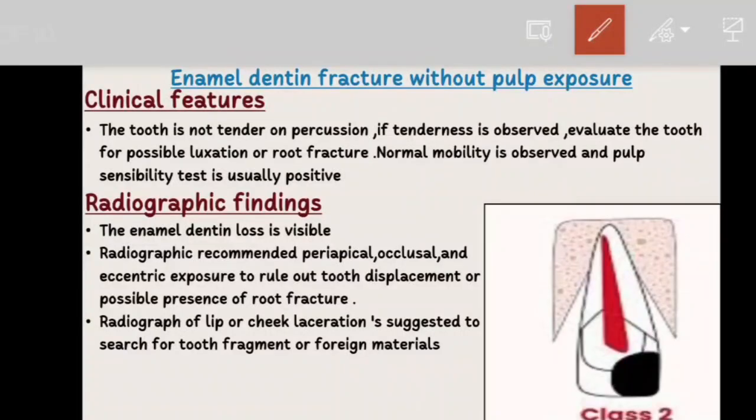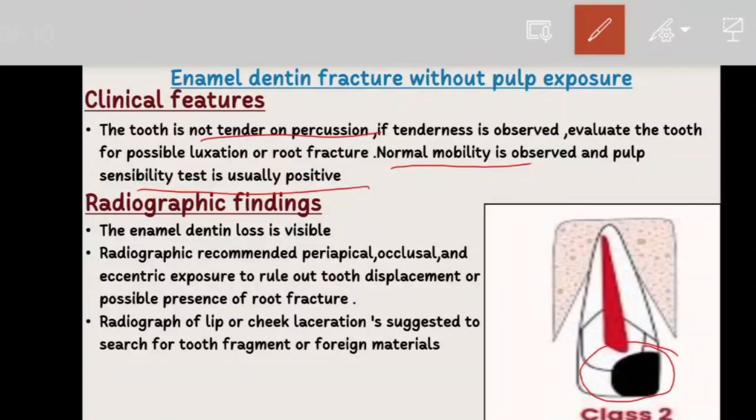Now the enamel dentine fracture without the pulp exposure. So here the diagram shows a dentine exposure, that is black area, but the pulp is still protected. So the clinical features are there is no pain on percussion, normal mobility is observed and pulp sensitivity test is usually positive. So radiographic finding is X-ray shows loss of enamel and dentine.